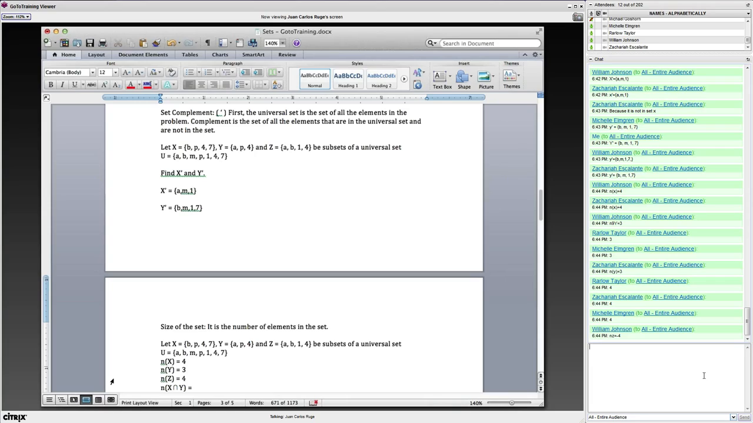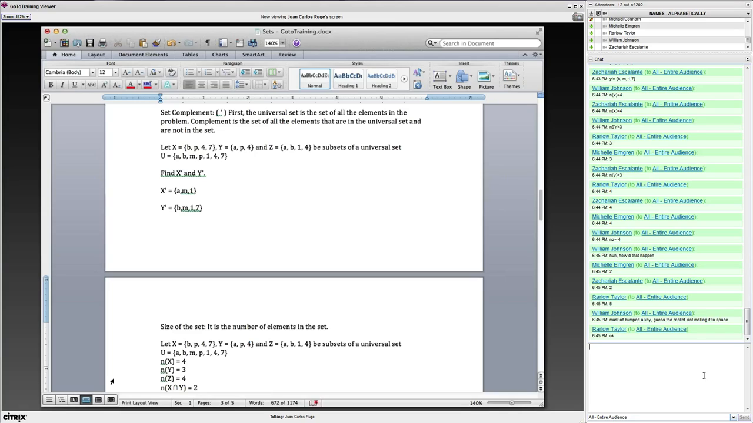I know, William, it is not negative 4. Yeah, that happens. Okay, the number of elements in the intersection of X and Y is 2. The answer is yes. Well, actually, William, it's probably going to the center of the Earth. To the center of the Earth. So be careful, because it is a negative number.